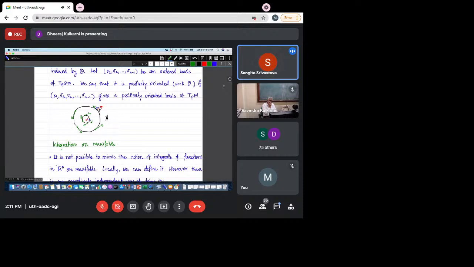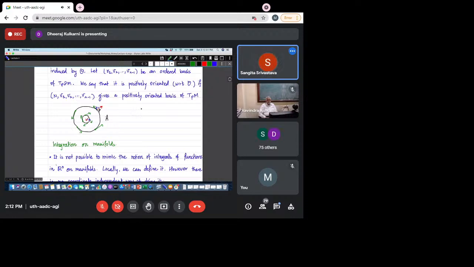Hello. Yes. Sir, if n changes its position, suppose it is v1, v2, v_{n-1}, comma n, then does the orientation reverse? It may reverse, it may not reverse. In this case, it will. For the two-dimensional case, it will. In fact, if you change the sign of n, then also the orientation will reverse.